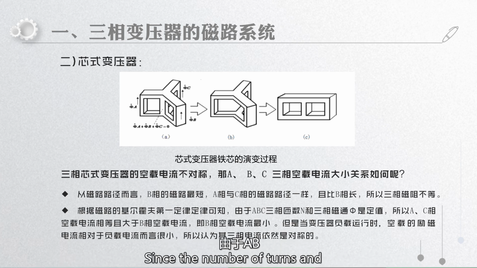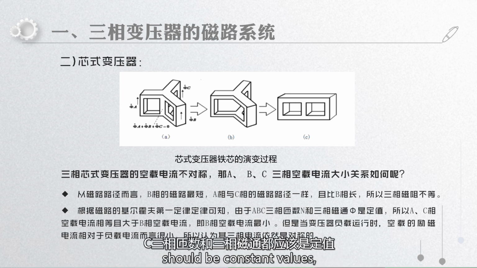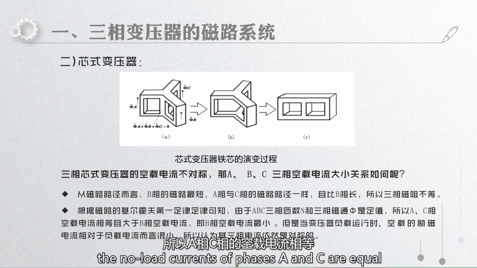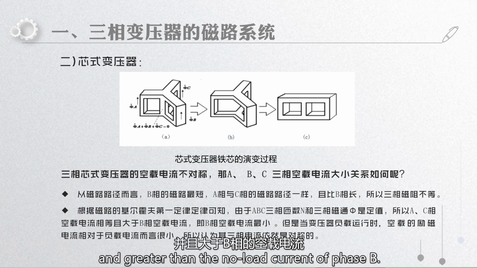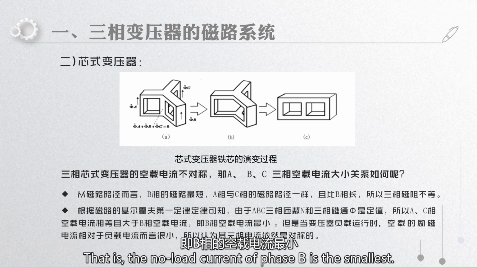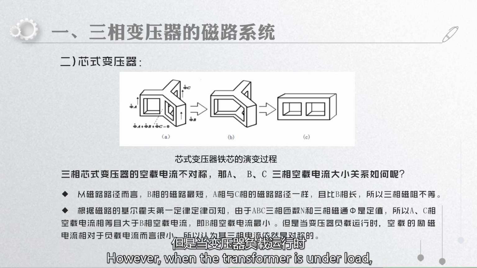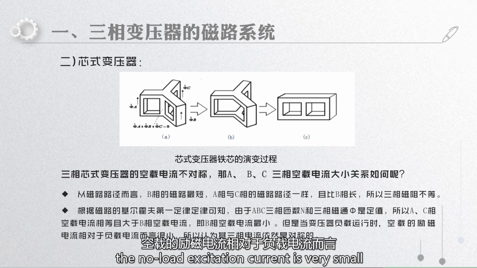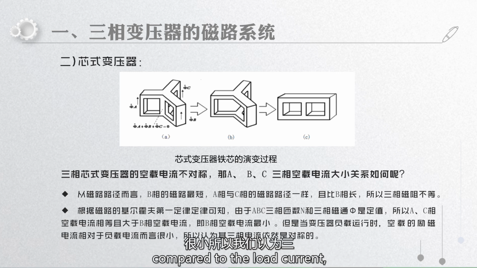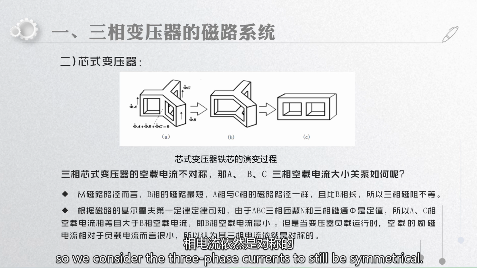Since the number of turns and the magnetic flux of phases A, B, and C should be constant values, the no-load currents of phases A and C are equal and greater than the no-load current of phase B. That is, the no-load current of phase B is the smallest. However, when the transformer is under load, the no-load excitation current is very small compared to the load current, so we consider the three-phase currents to still be symmetrical.